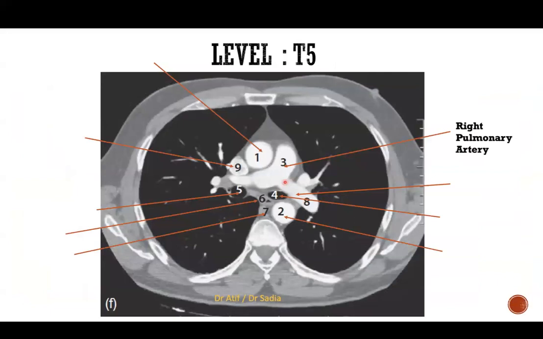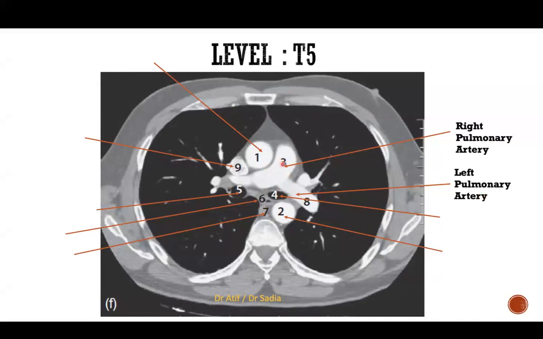Okay, so what do you guys think this is? What's the inverted Y? Any guesses? Okay, so the inverted Y is the pulmonary artery. This is the pulmonary trunk, the one in the middle, and it splits into the right pulmonary artery and the left pulmonary artery.